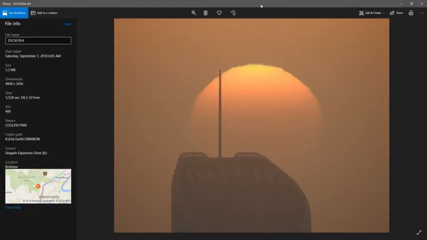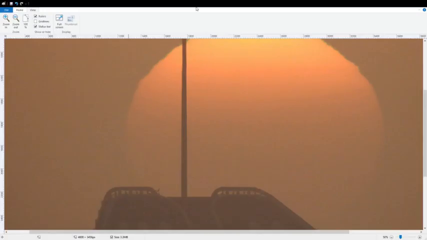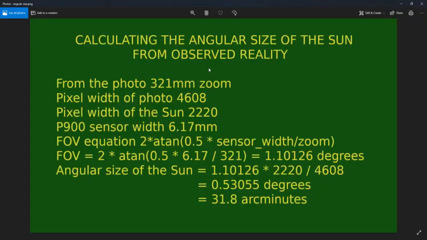This is the photo I'm going to use to calculate the angular size of the sun. You can see from the metadata that it was taken on Saturday, September the 1st, 2018 at 6:05 AM. The pixels across, which is the important one, is 4,608. There's also the zoom level here, 321 millimeters. The camera is a Coolpix P900. I've opened up this picture in Paint. On this edge of the sun it's at 1230 pixels, and on this side of the sun it's 3440 pixels.